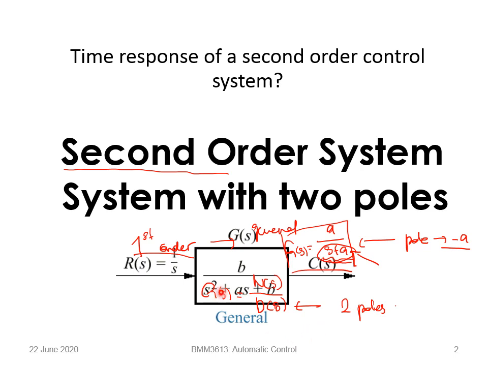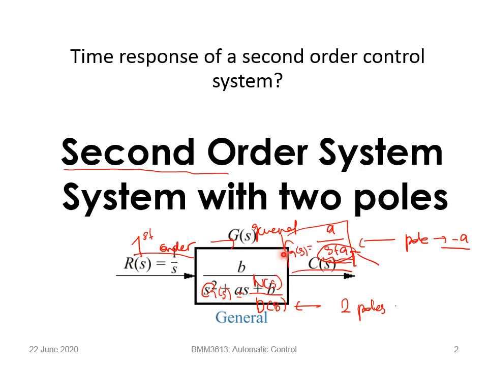The general transfer function now, instead of A over S plus A as in a first order system, would be B over S squared plus AS plus B. The highest order of the polynomial here is S squared, and the polynomial can be written in standard form as S squared plus AS plus B. Finding the poles is equivalent to finding the roots of the polynomial, so you would find two poles, or two roots, of S squared plus AS plus B. This is the general form of a second order transfer function or second order system.